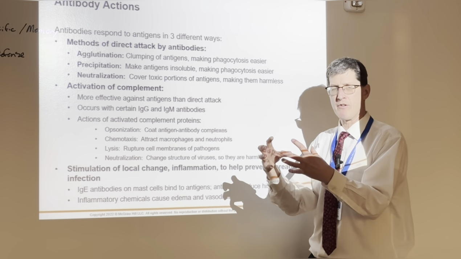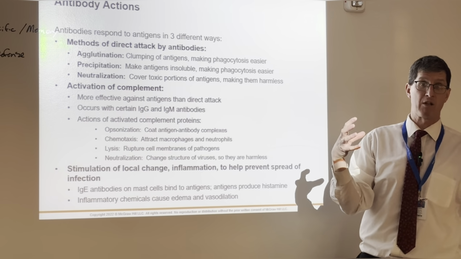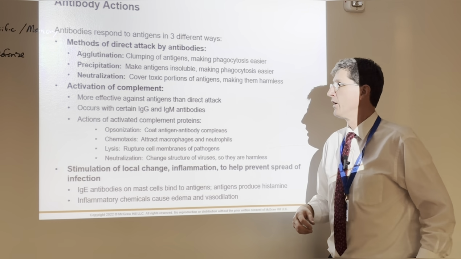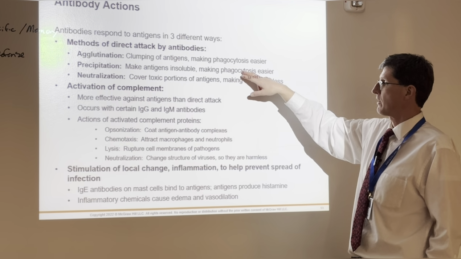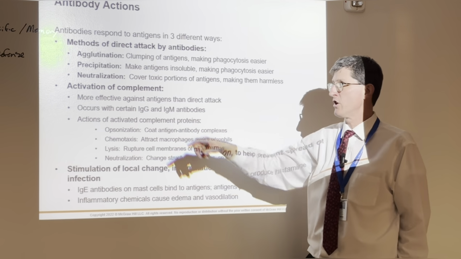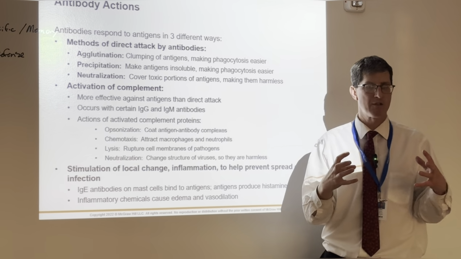And so you clump them together, it makes this big clump of stuff, they can't escape, and then your body says, oh, there's this big clump of stuff, so I need to go kill it. So the macrophages come along and eat it. Precipitation, they can make antigens insoluble, and it makes phagocytosis easier. They stimulate neutralization, which means they cover the outside of the pathogen, and they prevent the pathogen from binding to our cells.